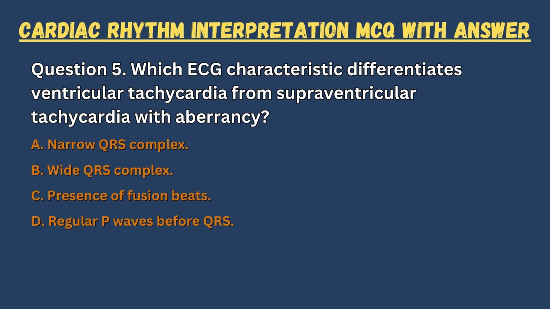Question 5. Which ECG characteristic differentiates ventricular tachycardia from supraventricular tachycardia with aberrancy? A. Narrow QRS complex. B. Wide QRS complex. C. Presence of fusion beats. D. Regular P waves before QRS.